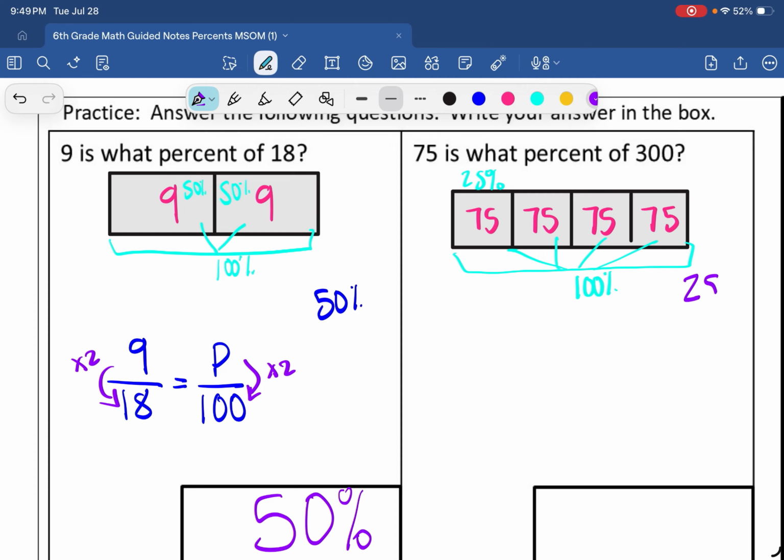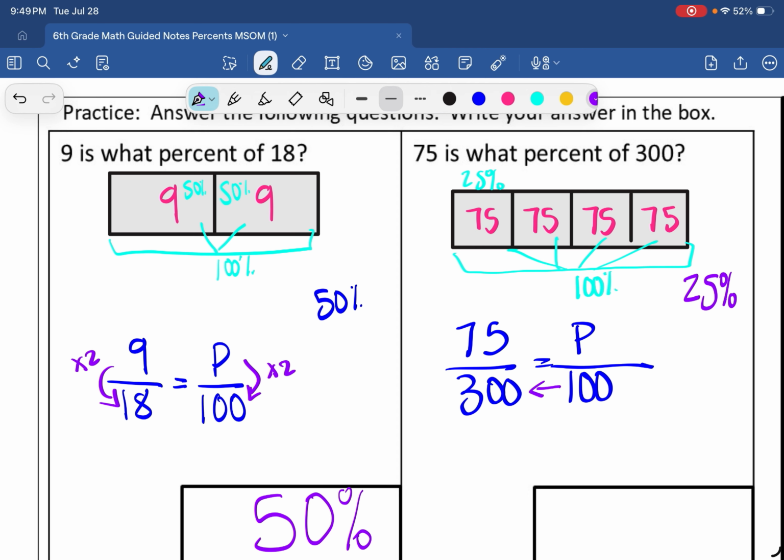Let's use equivalent ratios to solve it. My part to whole will be 75 out of 300. I don't know my percent, but my percent is out of 100. Looking for multiplicative factors, I notice that 100 times 3 is 300. Some number times 3 is 75. If I don't know that, I can divide 75 divided by 3, and that will give me 25, so 25%.